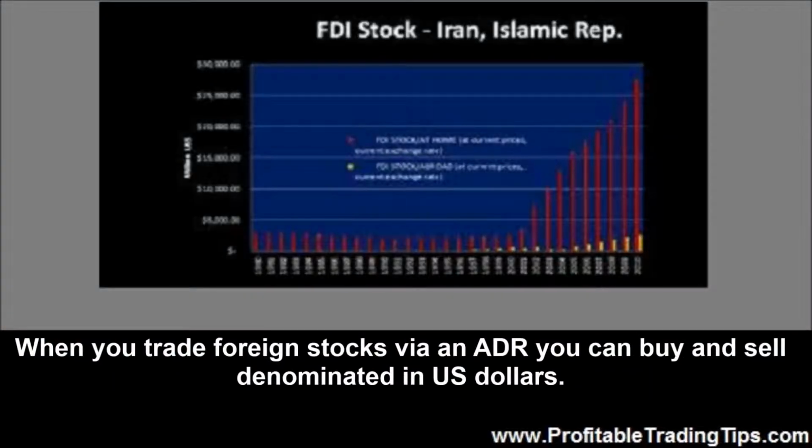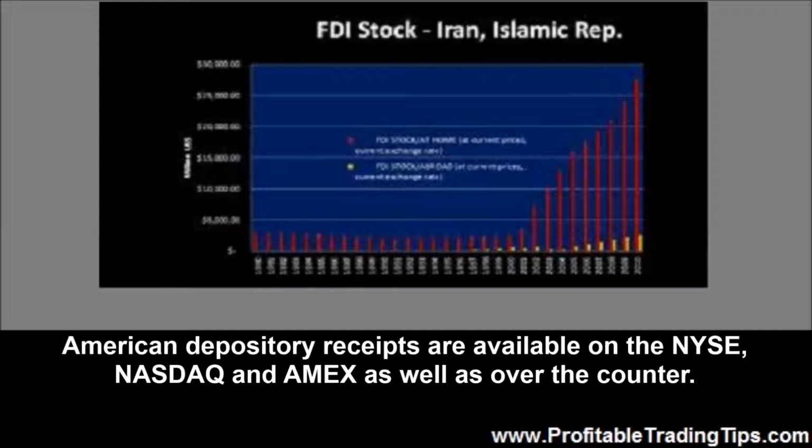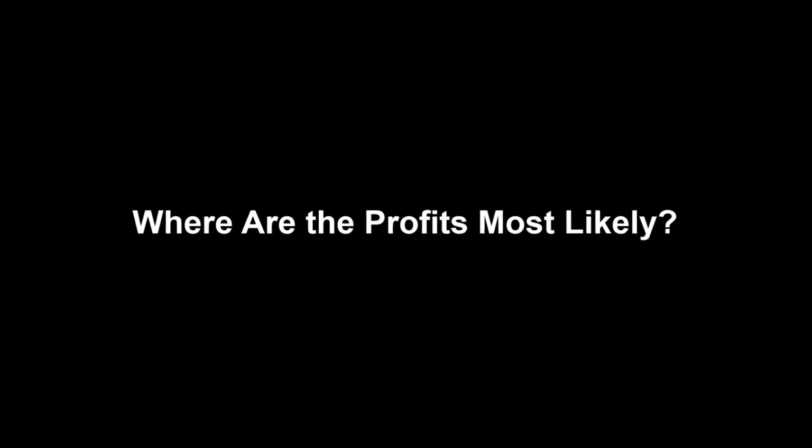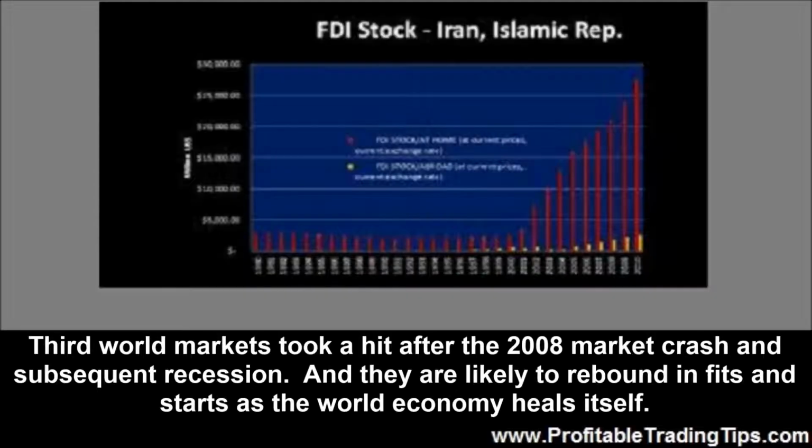When you trade foreign stocks via an ADR, you can buy and sell denominated in U.S. dollars. American Depository Receipts are available on the New York Stock Exchange, NASDAQ, and Amex, as well as over the counter. Where are the profits most likely? Third world markets took a hit after the 2008 market crash and subsequent recession, and they are likely to rebound in fits and starts as the world economy heals itself.